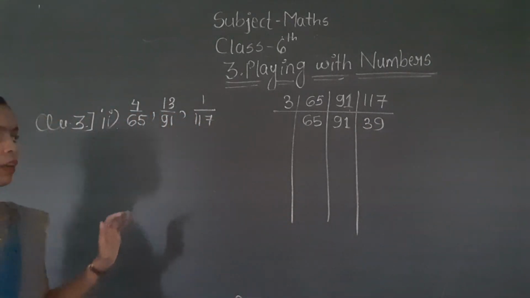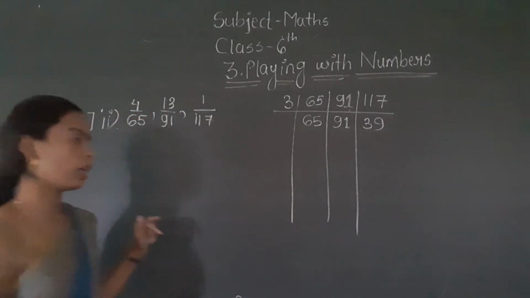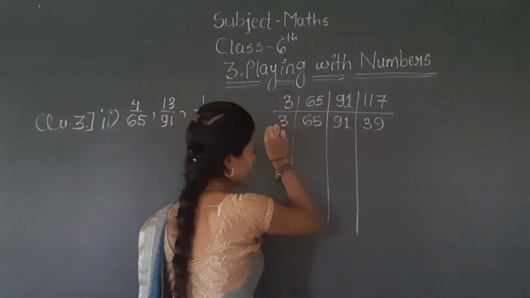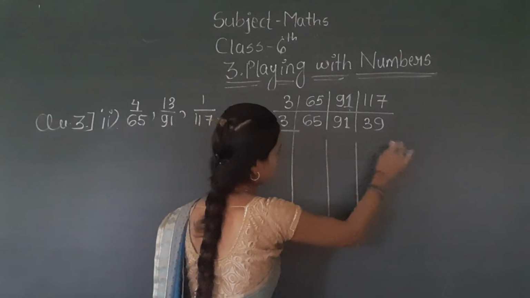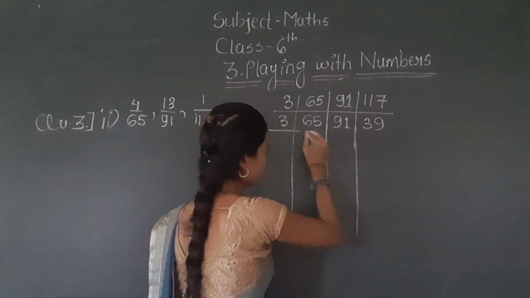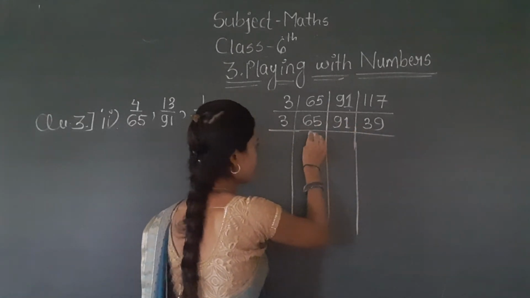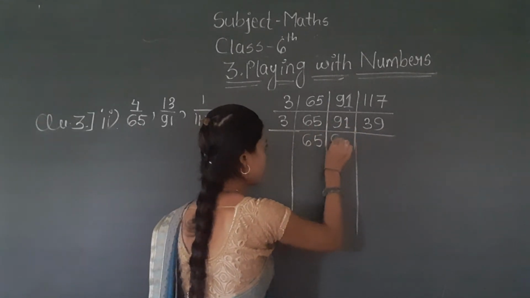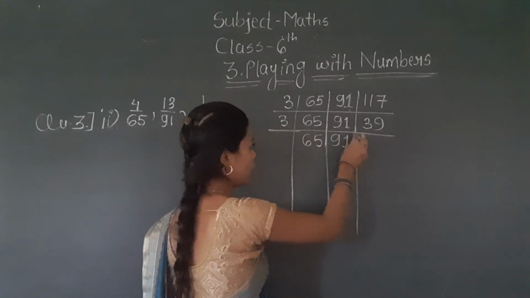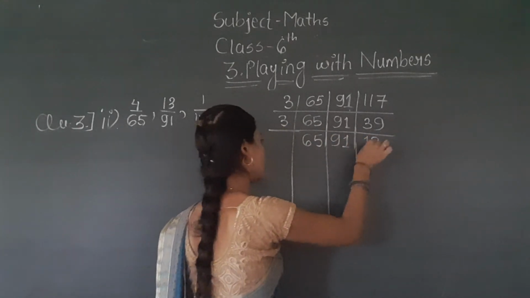Again divided by 3. These two numbers are not divisible. So I will write it as it is. But 39 is, so in the table of 3, 39 comes 13 times.